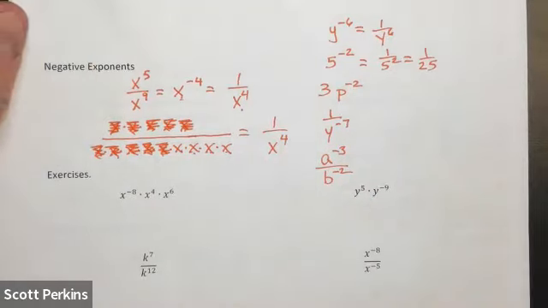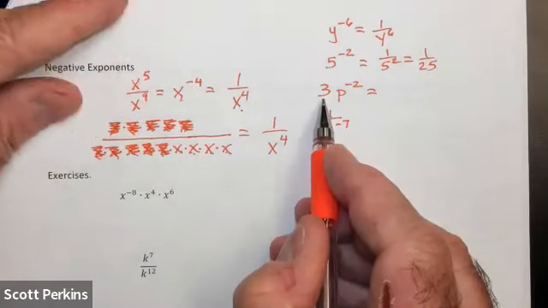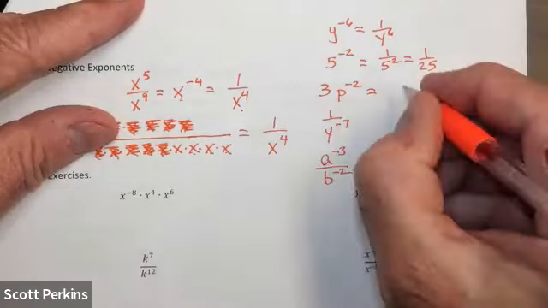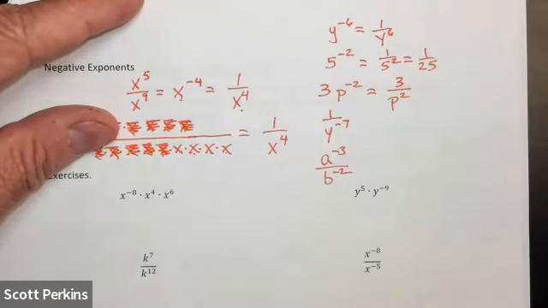Now this next one, be careful. What is the negative 2 the exponent of? The p, okay? There's no parentheses around that. So when you resolve this, what is the exponent on the 3? It's a 1. So the 3 stays where it is, and then the p to the negative 2 becomes p squared in the bottom.